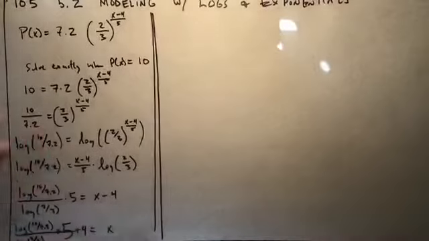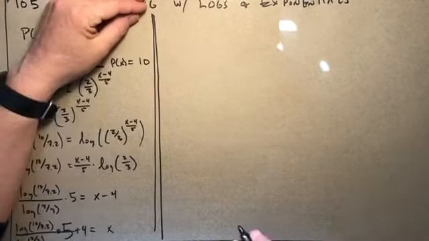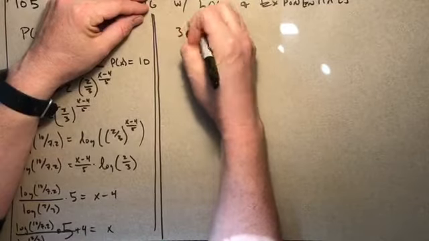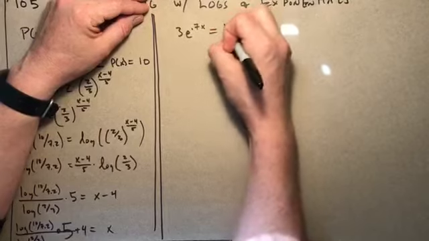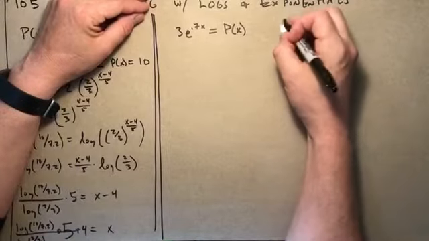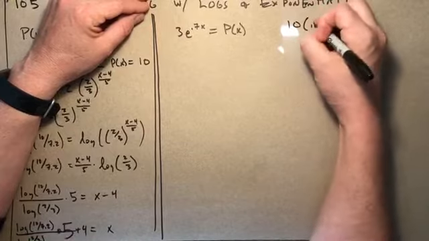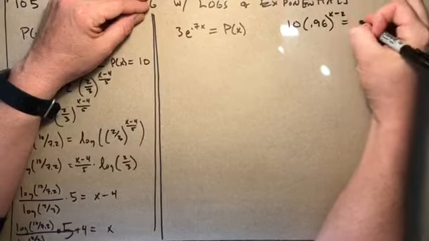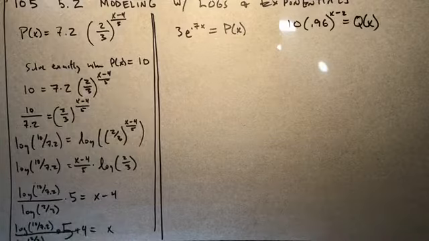Well, let's suppose I have two different competing populations and I want to know when these populations are going to be equal. So suppose I have 3e to the 0.7x, and we'll have that equal to population 1. And we'll have another population, which is 10 times 0.96 to the x minus 2, as my second population. And the dream is to know when these populations will equal each other.